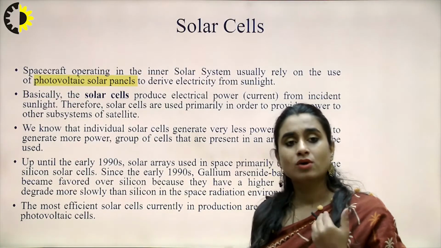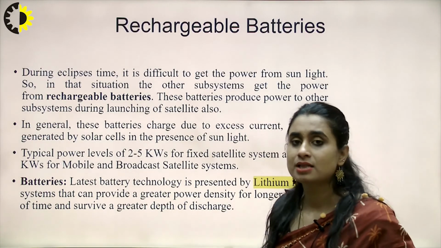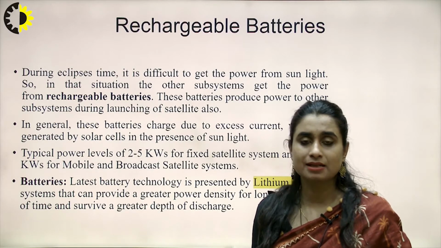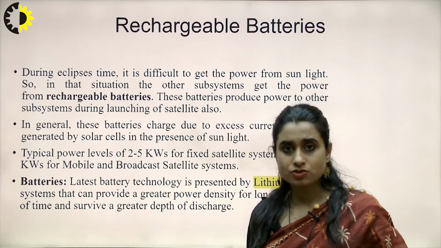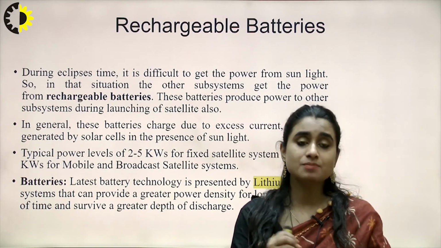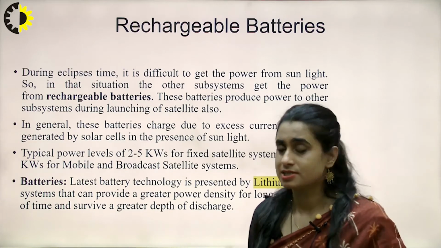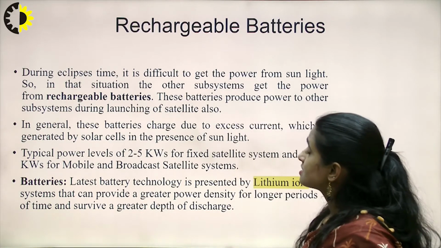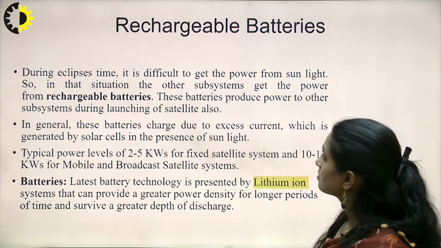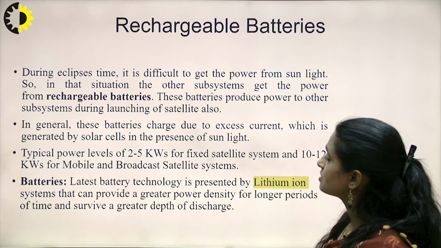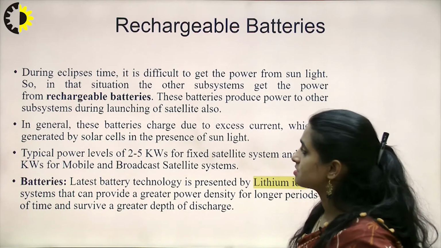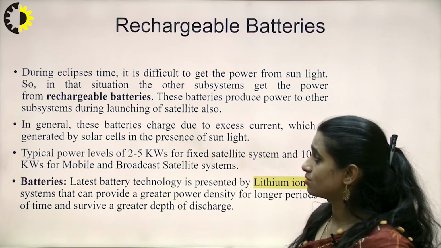Now what about emergency situations, when there is a solar eclipse or the solar cells die? We need to equip our satellite with rechargeable batteries that come into operation in an emergency. During eclipse time, it is difficult to get power from sunlight. So in that situation, the other subsystems get their power from rechargeable batteries. These batteries also provide power to other subsystems during launching of the satellite, right?